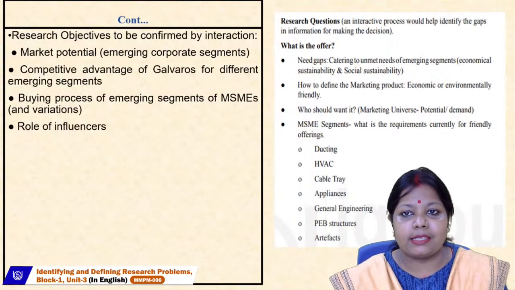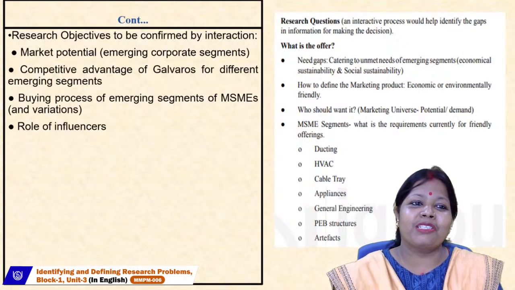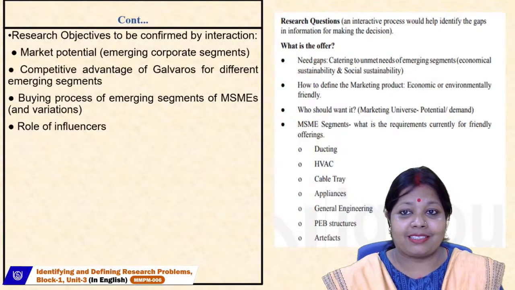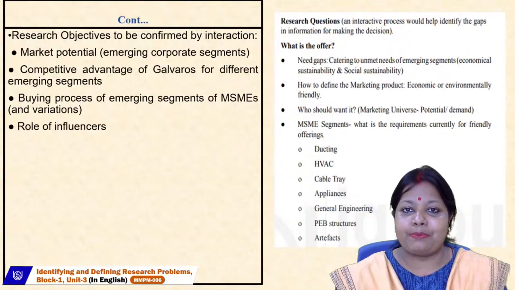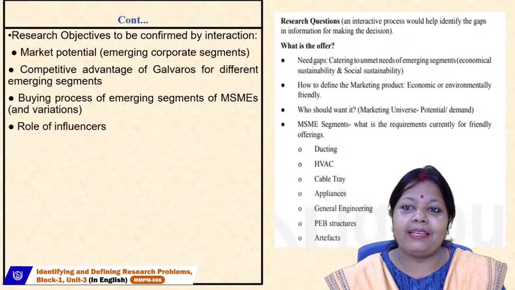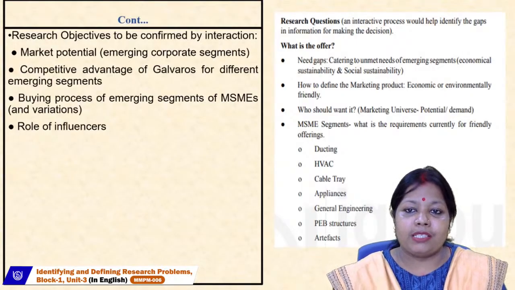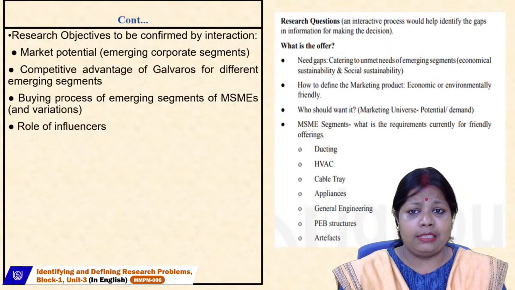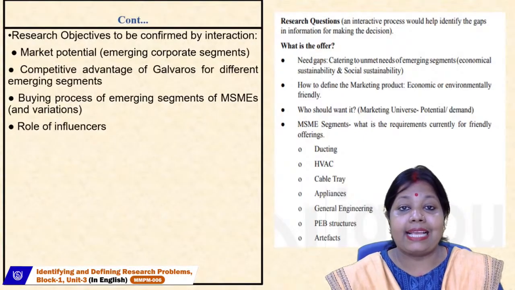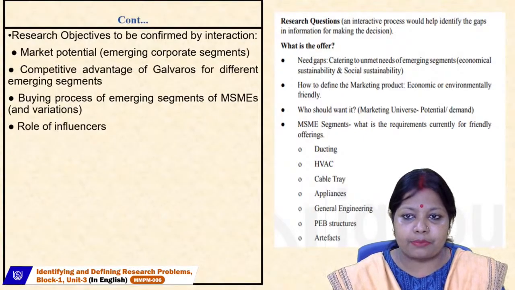These are to be studied. So what should be now? The question is what should be the research questions? So, an interactive process would help identify the gaps in information for making the decisions. The first question is what is on offer? Under this question, we need to find gaps. Is there any gap?